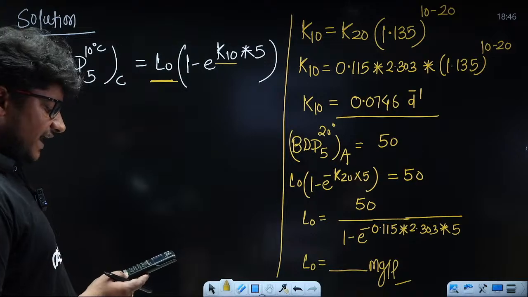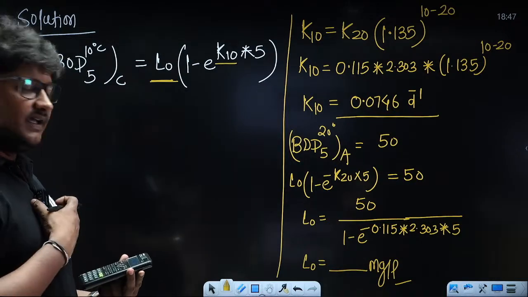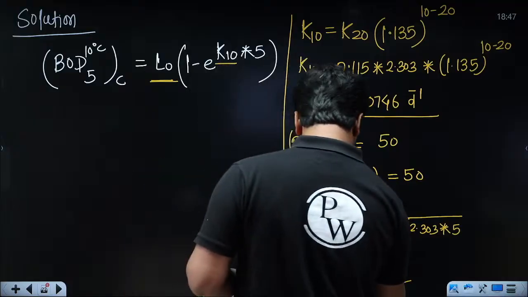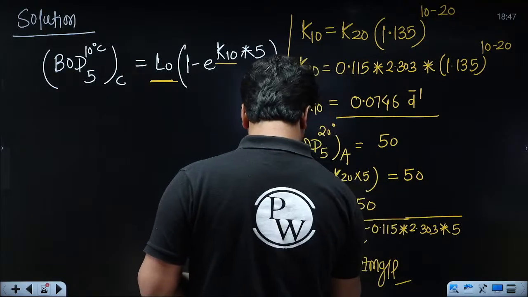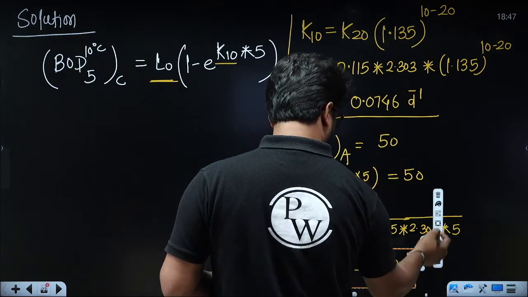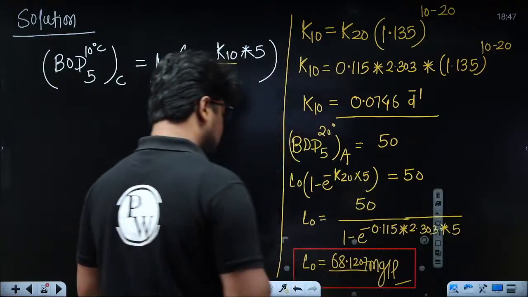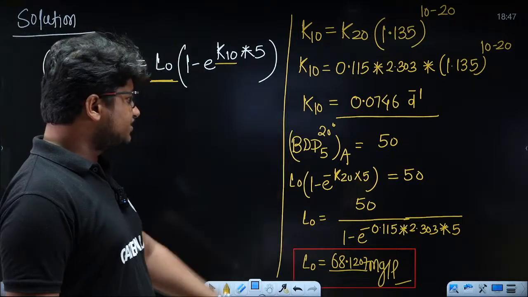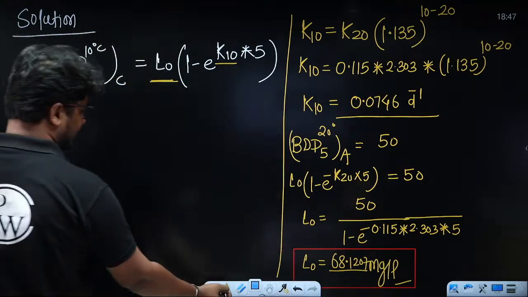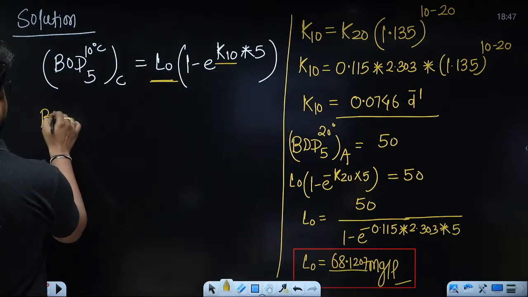So it is 68.1207. This is the L0 value which I got. All of you should also do the calculation so that you can check if any numerical mistake is made by me. You guys can cross check that part. Simply copying and pasting will not help you.